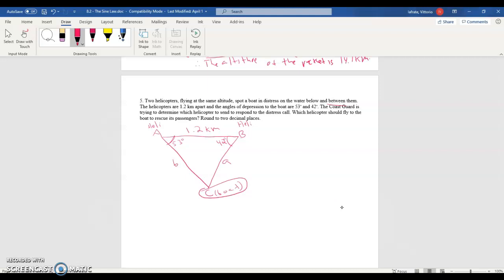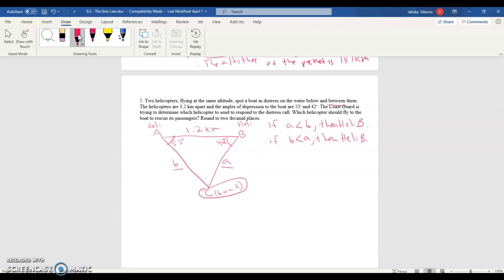So what we know is that if A is less than B, then heli A should go. If B is less than A, then helicopter B should go, because there's a smaller distance. So we're basically using our sine law to find B and A in order to determine, I actually made that conclusion wrong. So you have to be careful here. If A is smaller than B, then helicopter B should go. So hopefully you spotted that.